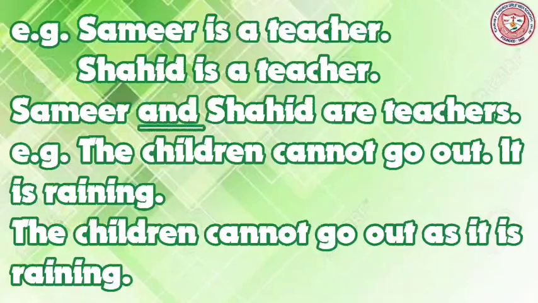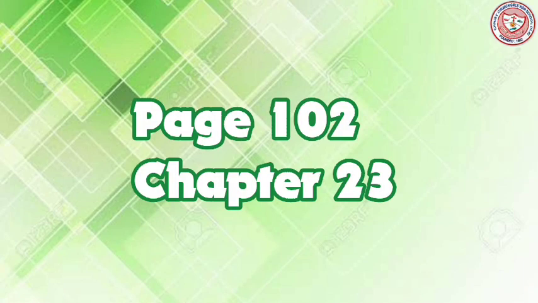The children cannot go out, it is raining. The children cannot go out as it is raining. Here we have used the conjunction as to join these two sentences to show reason. Now, there is a list of conjunctions given in your book. So please open at page 102, chapter 23.